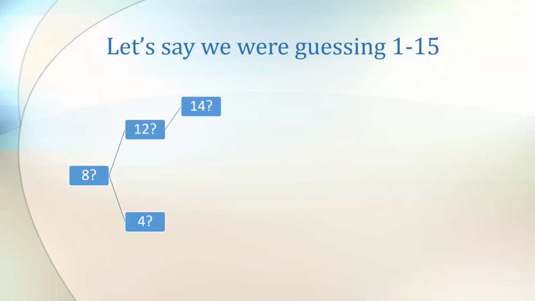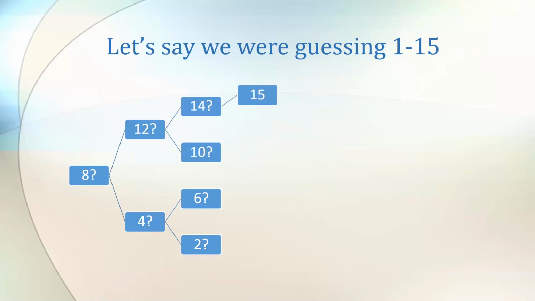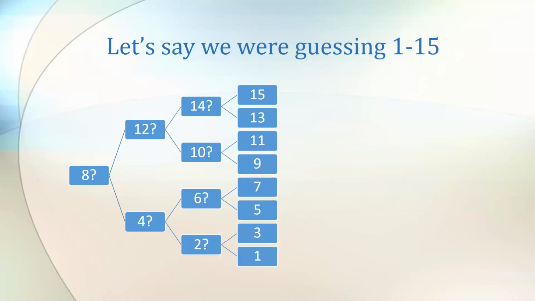So let's simplify it, right? Let's say we were guessing between 1 and 50. The first thing I would try would be 8. If it was higher than 8, I'd go to 12. If it was lower, I'd go to 4. If it was higher than 12, I'll go to 14. If it was lower than 12, I'll go to 10. If it was higher than 4, I'll go to 6, or 2. And we're seeing how we progress, right?